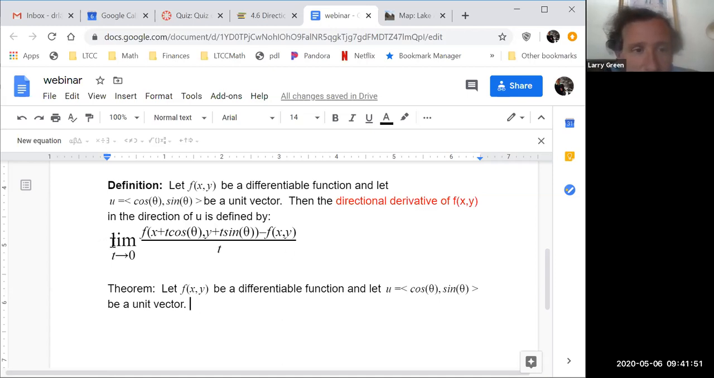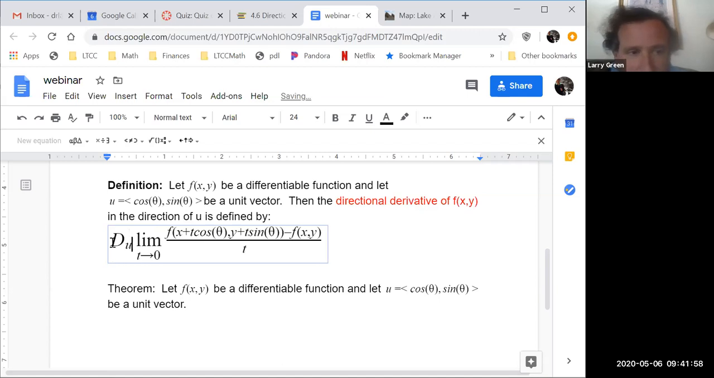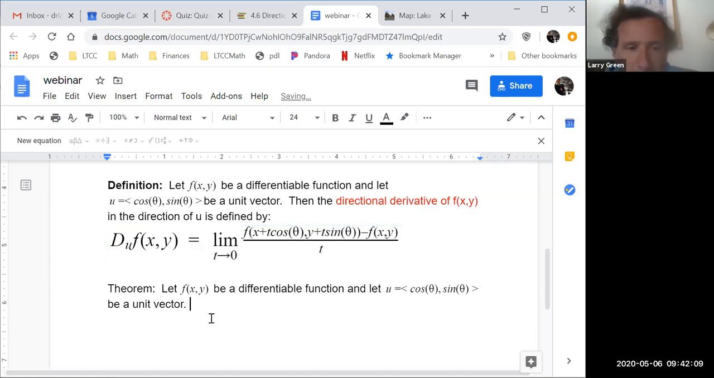Oh, do you know what I didn't do? I didn't give you the notation. I probably should do that. And that is D sub u of f of x, y, is a notation for directional derivative. D for derivative, and then u because we want to go in that unit vector direction, and then f because that's our function. Okay, so now let's go back to the theorem.